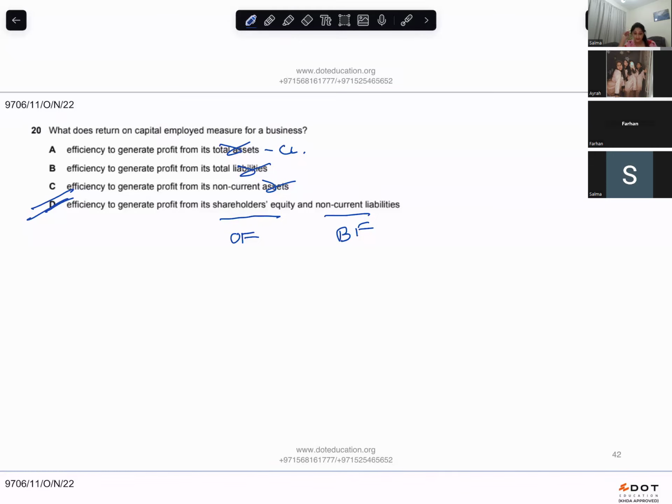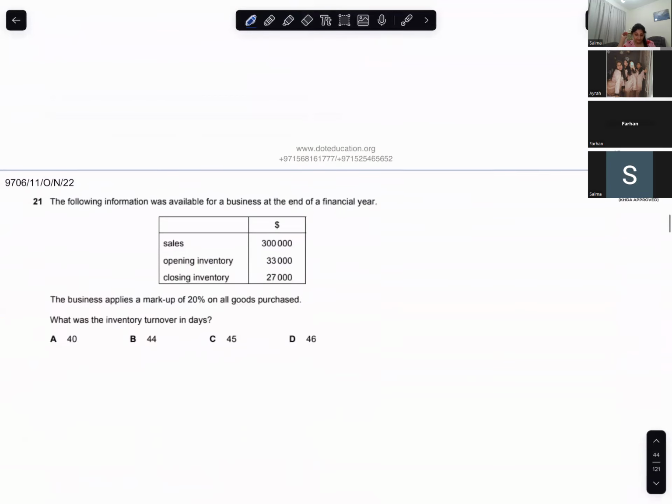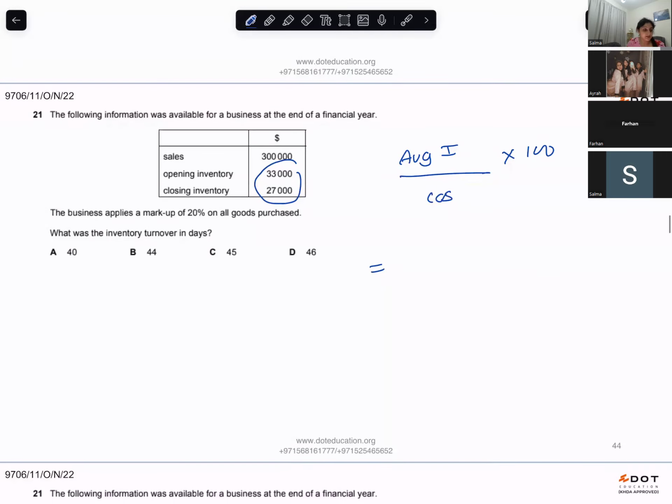Next one. What was the inventory turnover in days? Inventory turnover in days would be average inventory over cost of sales into 365. So average inventory is 30,000. Cost of sales would be, I don't have purchases.